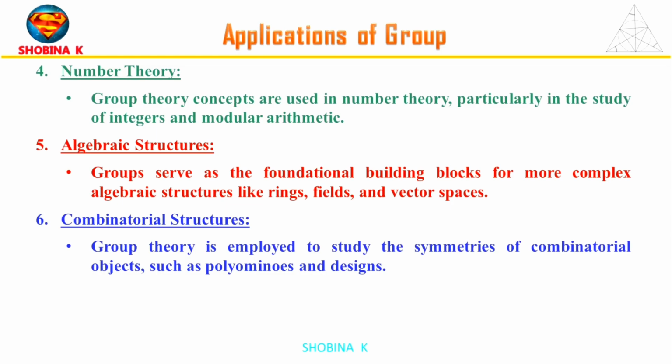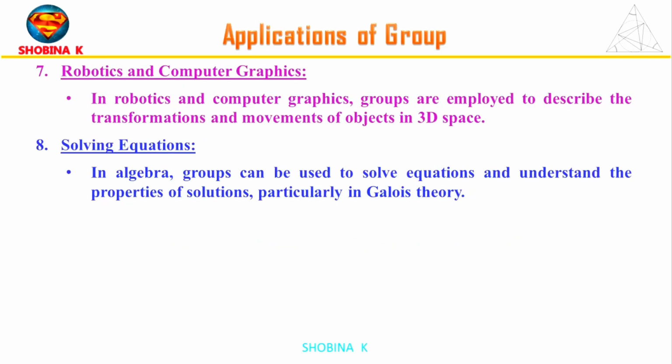Group theory is used to study combinatorial objects and structures. It helps in analyzing the symmetries of various combinatorial configurations such as graphs, polyominoes, and designs. In robotics and computer graphics, objects in 3D space can be transformed and moved using various operations like translation, rotation, and scaling. And these operations can be represented as group actions, which help in understanding how these transformations combine and interact.